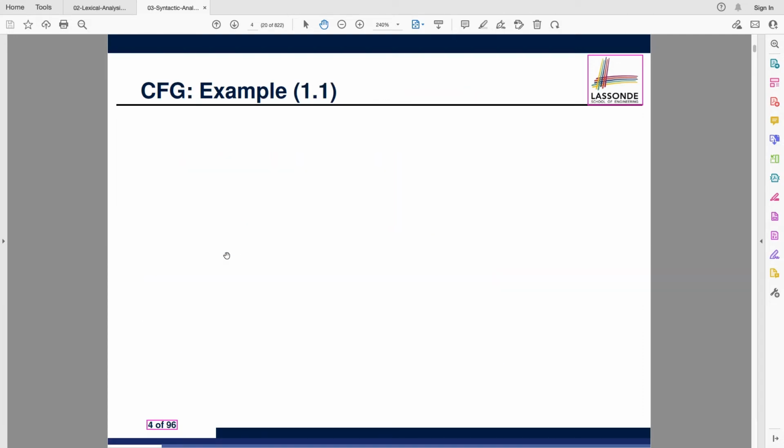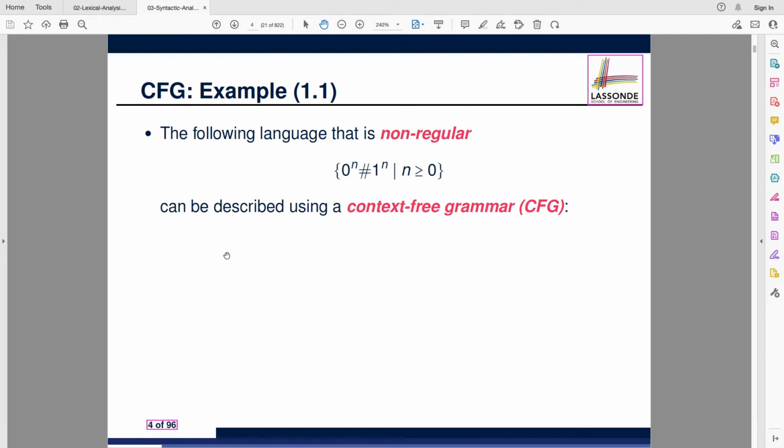Okay, good. Let's now see some example over here. I will let you do one exercise, but not this one here. This one's simple. I'll let you do a little more challenging one. Okay. Let's say the following language is non-regular, right? Similar, we just have a hash sign in the middle. Okay, and I will show you the grammar directly.